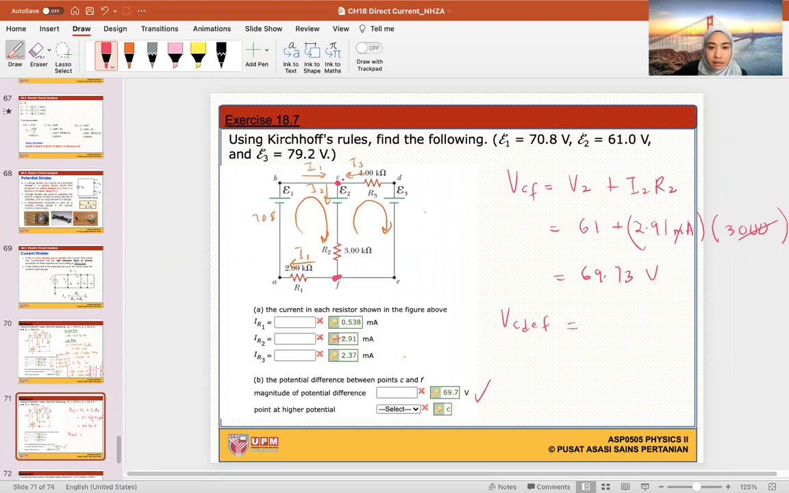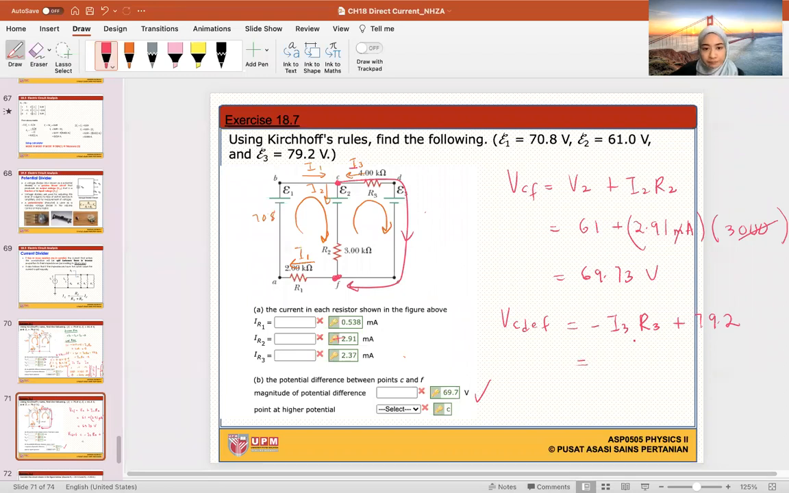So this time we are going to see what is around here from C to F. The first thing that I see is I3 flowing in the opposite direction to my direction. My direction is from C to F, but I3 is in the opposite direction, right? So it's minus I3 R3. If it is the same direction, positive. If it is the opposite direction, negative. And then I will see the positive side of the battery, battery number 3, so I will add 79.2. And then that's it, right?